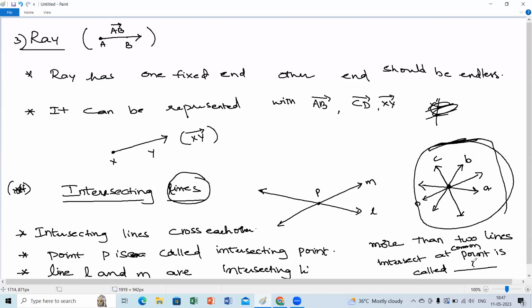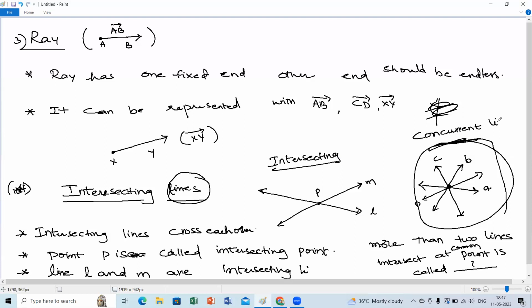Who will search and give the first answer? Ma'am, concurrent lines. Very good. Who said that? Sritej, excellent beta. These are concurrent lines. You can write here only, children. Intersecting lines means two lines meeting at a point. More than two lines meeting at a point, we can call it as concurrent lines.